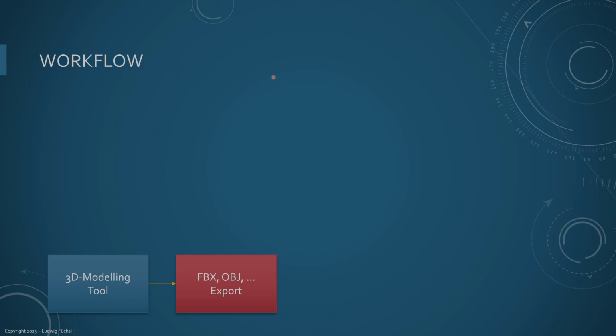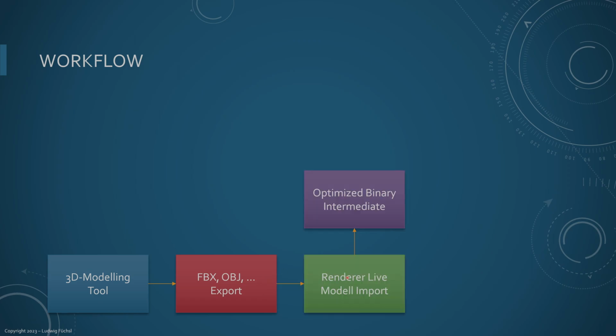Step 1, the 3D modeling tool exports an FBX or an OBJ or any other file that we can read. So a 3D modeling tool, Blender, 3ds Max, Houdini, whatever, gives you a 3D model as an export. This 3D model export needs to be handled by a renderer live model import. This should be a piece of code in our software that can take an FBX file from disk and convert it into some optimized binary intermediate. This is the data the GPU is later going to read. This is the data that's going to be directly fed to the GPU, but that's the workflow that we need.